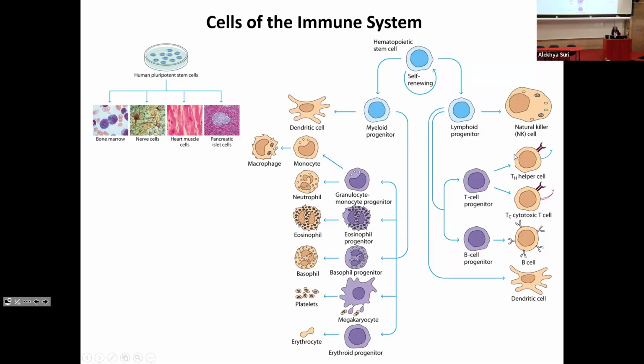On the other side, you have the lymphoid progenitor cells that give rise to your natural killer cells, the T cell progenitors and the B cell progenitors, which then give rise to your T helper cells and your B cells, and another subclass of dendritic cells. So all these immune cells arise from a self-renewing hematopoietic stem cell.